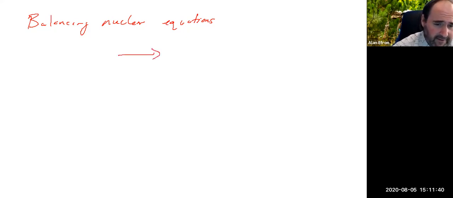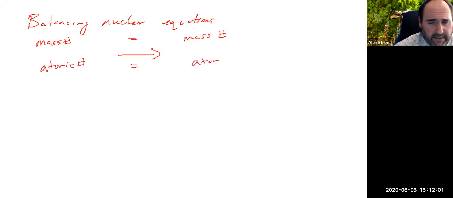Basically, you have an arrow. On the left-hand side, you just need to make sure all the mass numbers on the left-hand side equal all the mass numbers on the right-hand side. And same thing with our atomic number. All the atomic numbers on the left-hand side need to equal all the atomic numbers on the right-hand side.